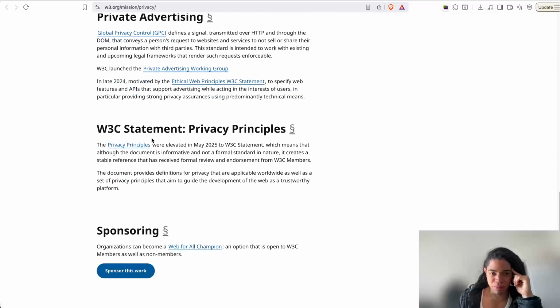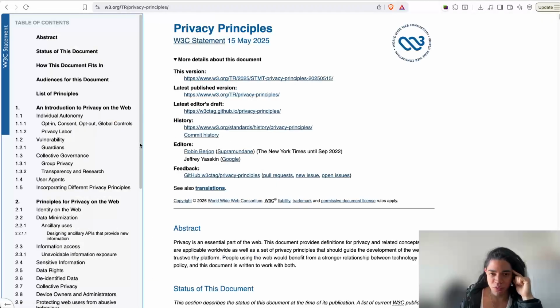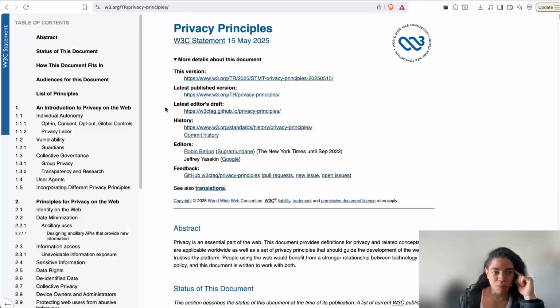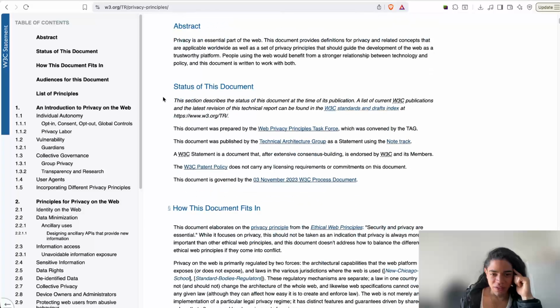W3C statement: Privacy Principles. The privacy principles were elevated in May 2025 to a W3C statement. Which means that although the document is informative and not a formal standard in nature, it creates a stable reference that has received formal review. So it is informative, not a formal standard.